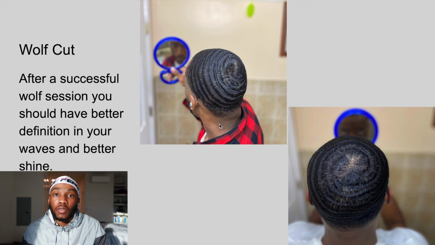But I don't really like 1.5s. I'll probably cut down to a 2 or a 1.5 guard open. A 1.5 guard open is similar to a 1.8, so it's basically a little bit higher than a 1.5. So this is what I got. You guys can see the difference between a wolf and a fresh cut.